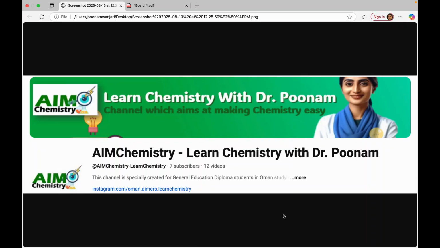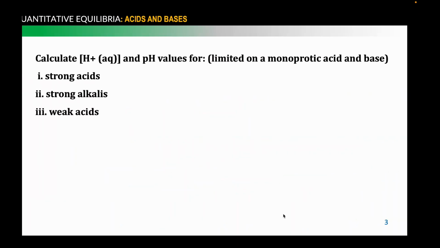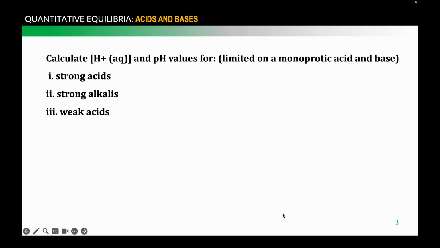Today's lesson is about pH and how it is related to H plus and how we can calculate it, mainly for strong acids, strong alkalis and weak acids. Students, for strong acids and strong alkalis we need to use a very simple formula. It is very easy to calculate pH for strong acids and strong alkalis, and for weak acids we need to use another formula which is based on the dissociation constant.